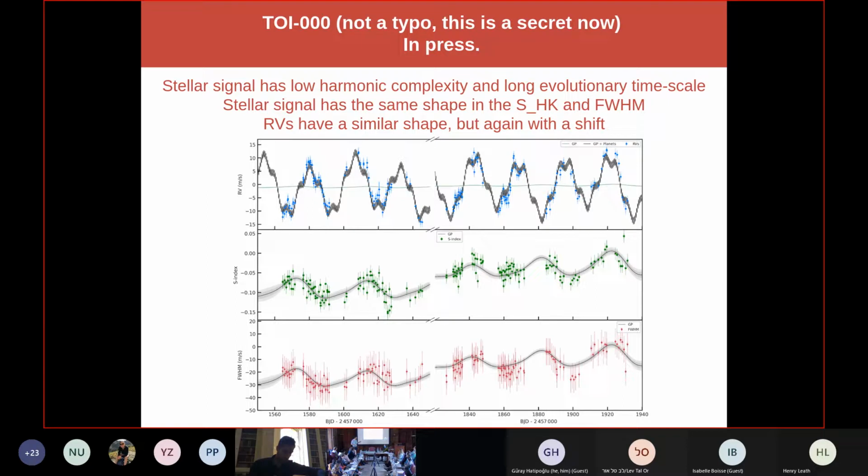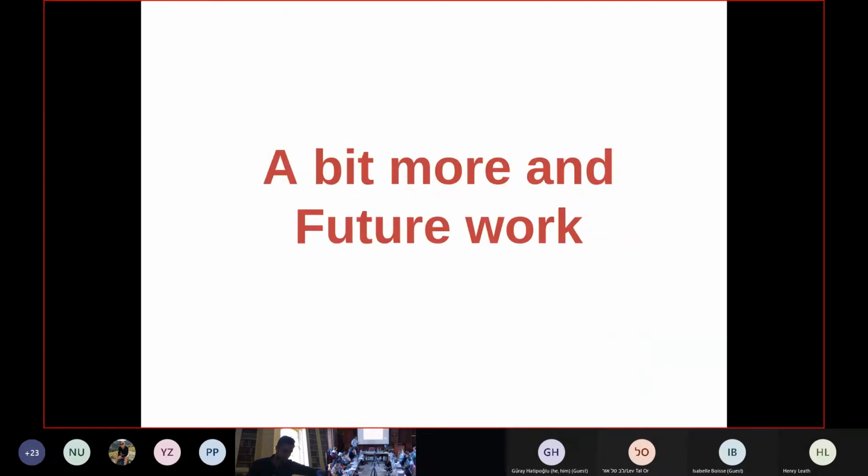Actually, we used this approach to convince the referees that it was valid to approximate the stellar signal as a sinusoid, because there is no harmonic complexity here. There is nothing to really worry about.